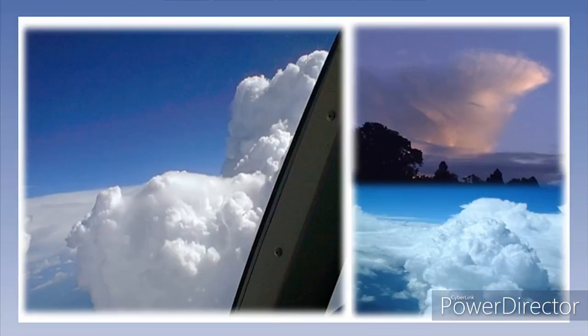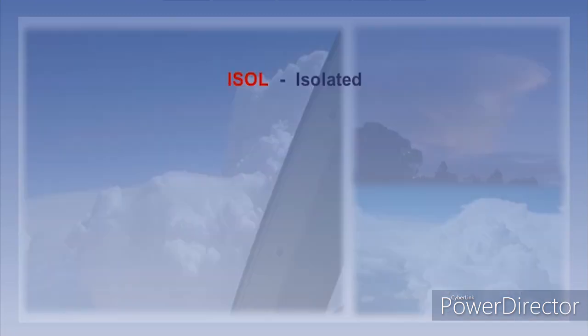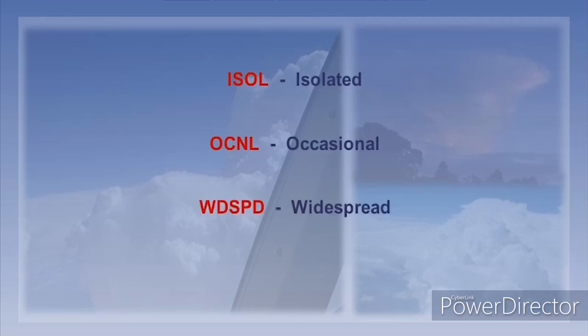Some additional information is provided in the boxes which are assigned to each area of CB. Firstly, an indication is given of the level of activity of the CBs within the scalloped area of the chart. ISOL is used to indicate that CBs will be isolated within that area. OCNL is used to indicate that CBs may occasionally be encountered within that area. Widespread implies that CBs are forecast to be widespread within the scalloped area. And finally, FRQ is used to imply that CBs are expected to be frequent.